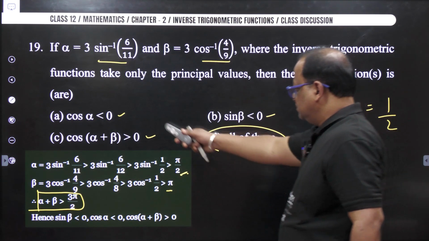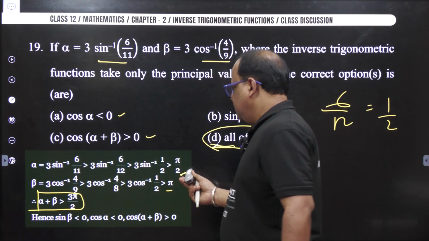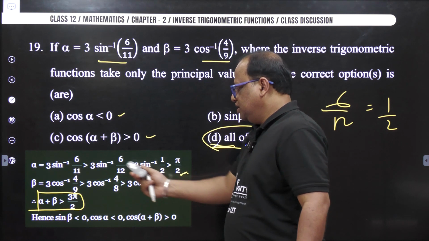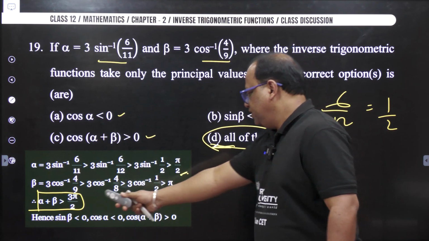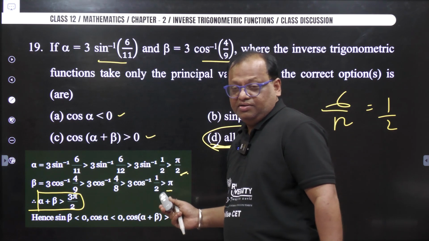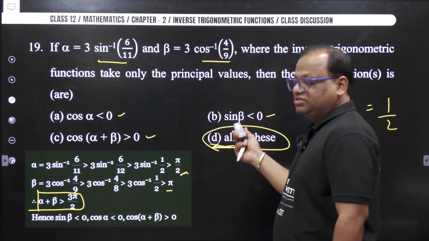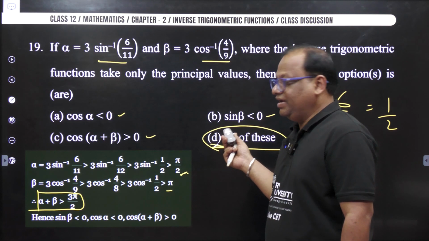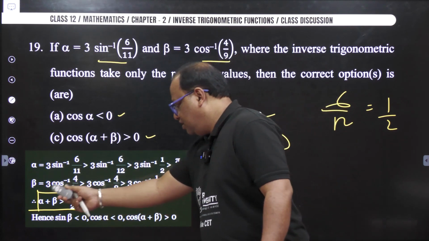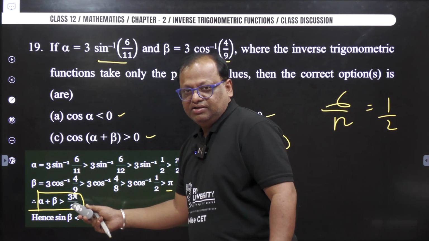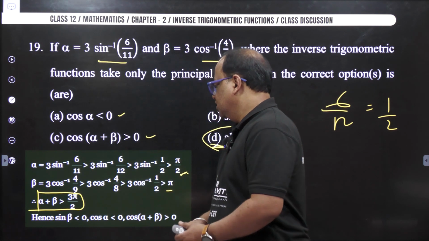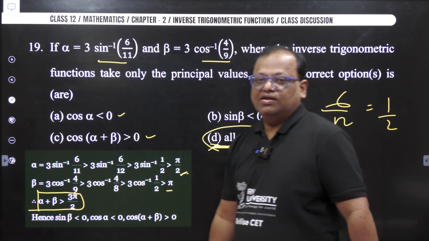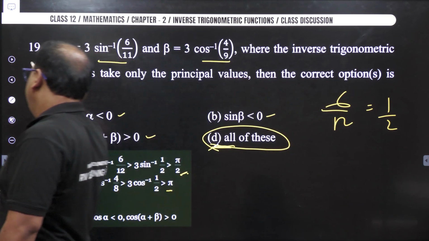And why is cos alpha less than 0? Because alpha is greater than 90, second quadrant. So in the second quadrant, cos theta is negative. And beta will be greater than pi, third quadrant. So in the third quadrant, sin beta will be negative. And alpha plus beta is greater than 270, fourth quadrant. So cos theta is positive. So that is why the answer is all of this. So this is a very good question.